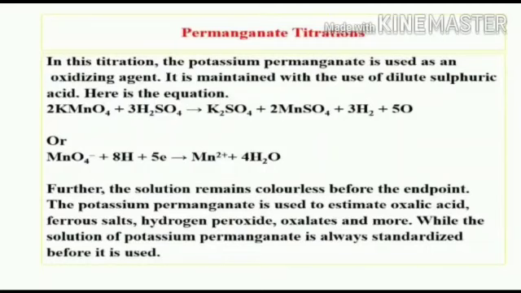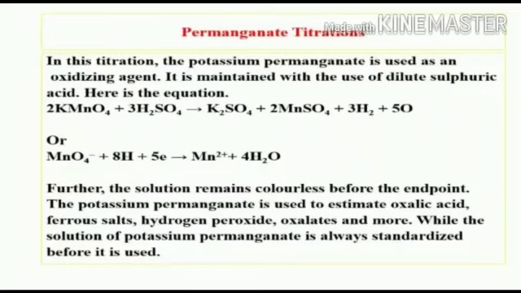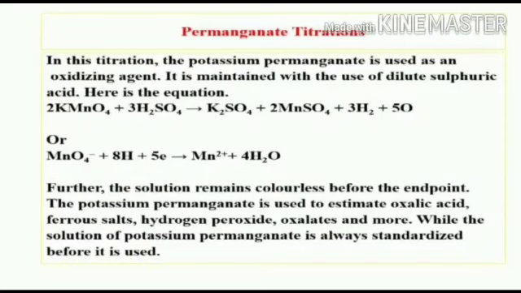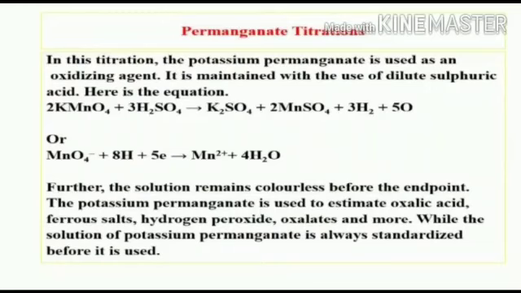The solution which contains permanganate ion is purple in color, while the solution containing manganese ions is colorless. In this method, the reagent has strong color because of the permanganate ion. Thus KMnO4, when it reacts with the reducing agent, also works as a self-indicator. The potassium permanganate titration helps in the estimation of ferrous salts, hydrogen peroxide, oxalic acid, oxalate and more.